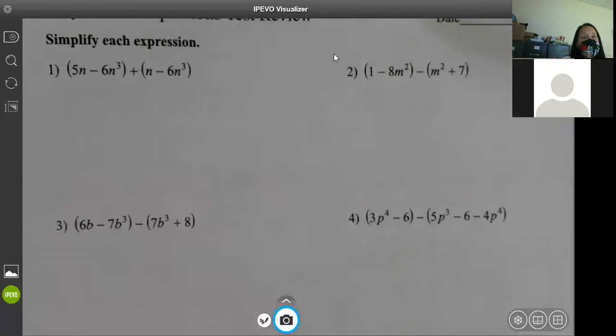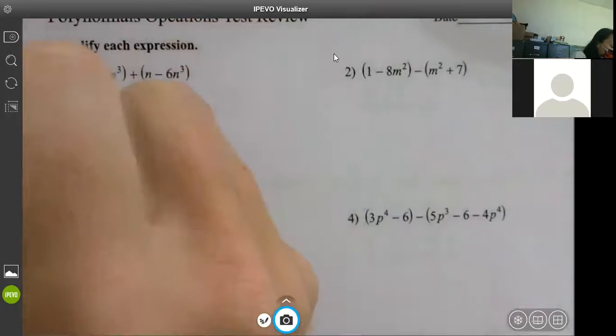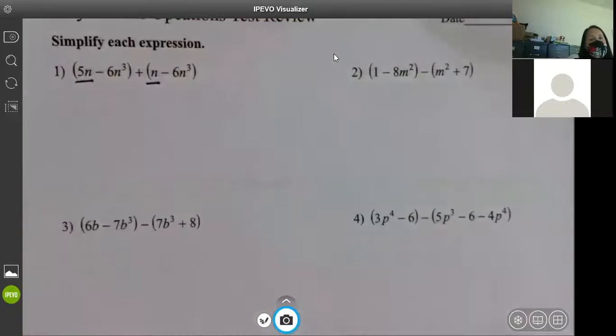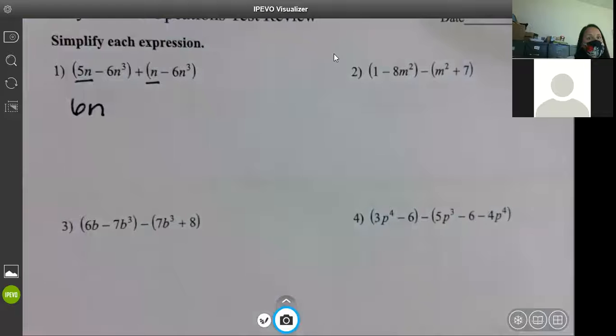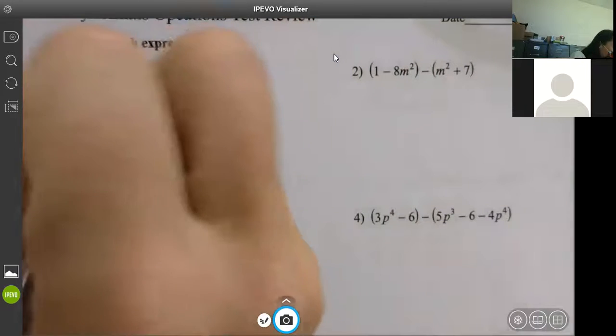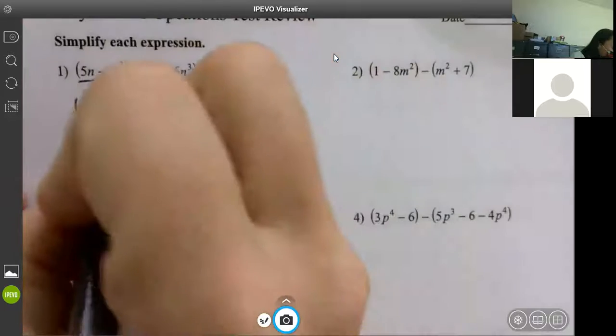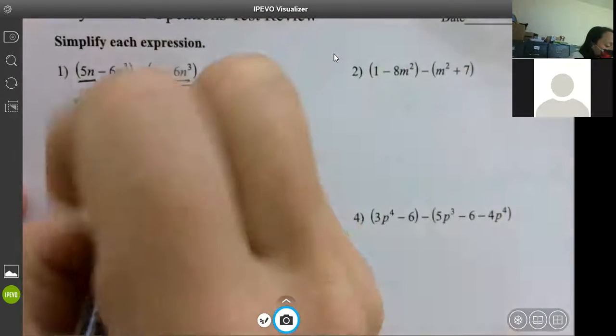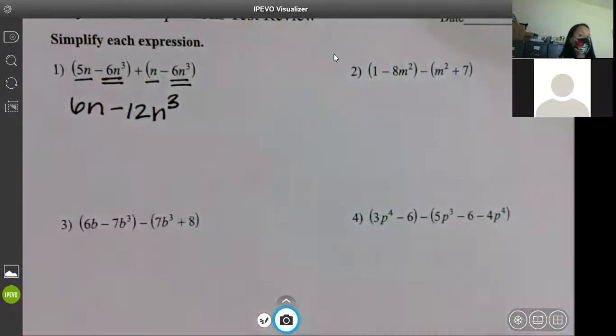So the very first part is just adding and subtracting like terms. So again, to find like terms, we find the same variable with the same power. So number one, your first like terms are 5n plus n. We just add the numbers. 5 plus 1 is 6. And what made them alike was n. So don't change the variable whatsoever. And then you have negative 6 plus negative 6, which is negative 12. And what made them alike was n cubed. And that's all you do. Okay, so find your like terms, add the numbers, leave the like part.